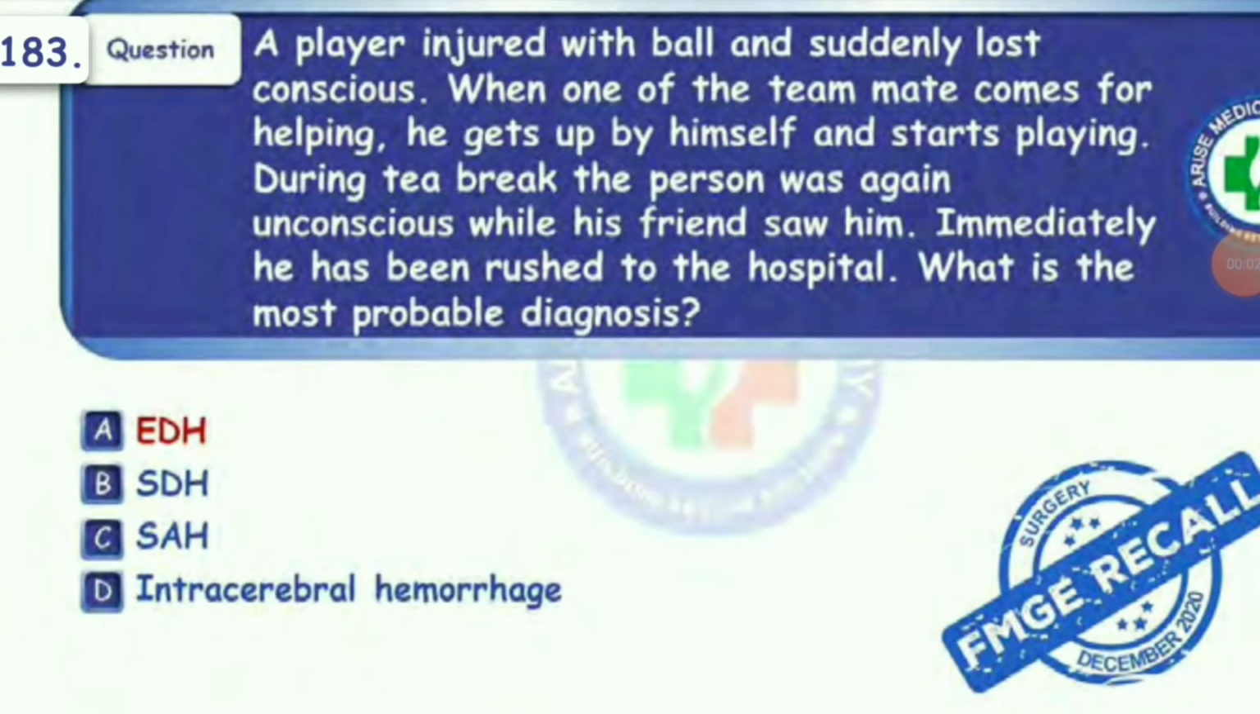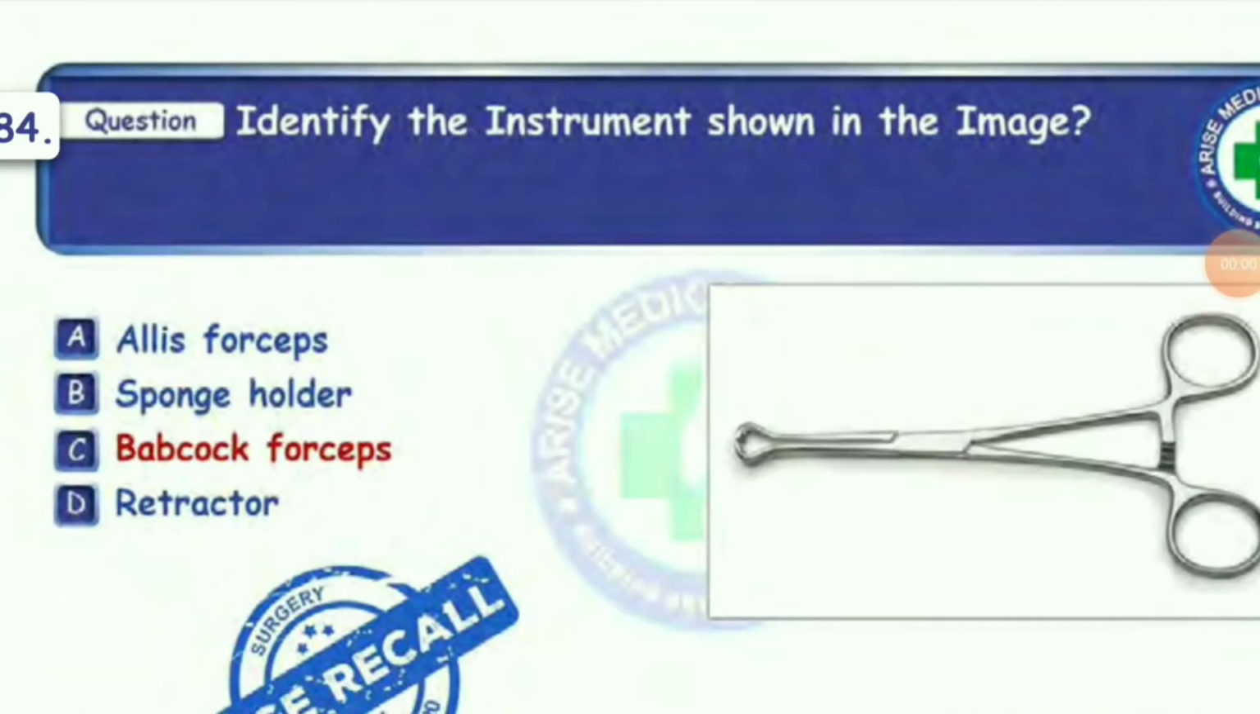Next question, a player injured with a ball suddenly lost consciousness. When one of the teammates comes to help, he gets up by himself and starts playing. During the tea break, the person was again unconscious when his friend saw him. Immediately, he was rushed to the hospital. What is the most probable diagnosis? The answer is EDH.